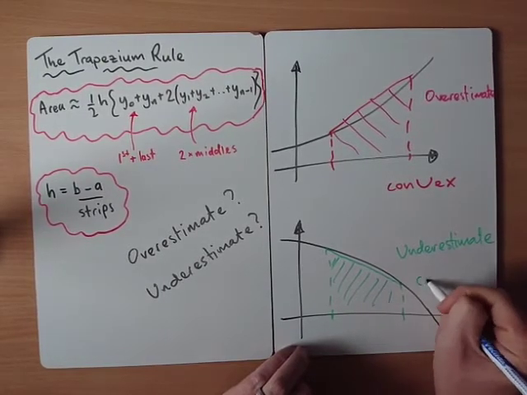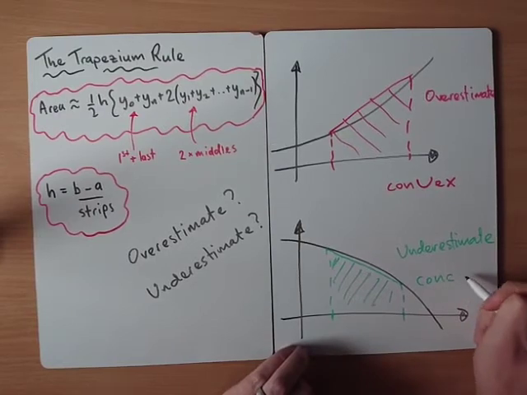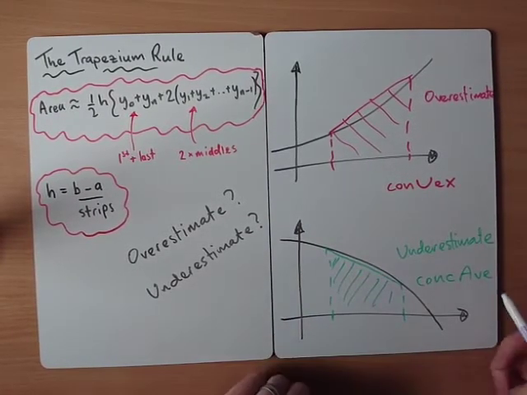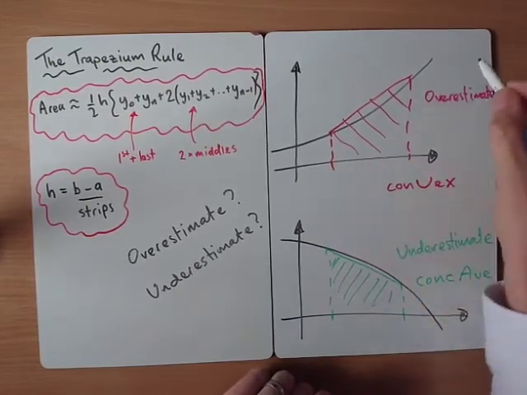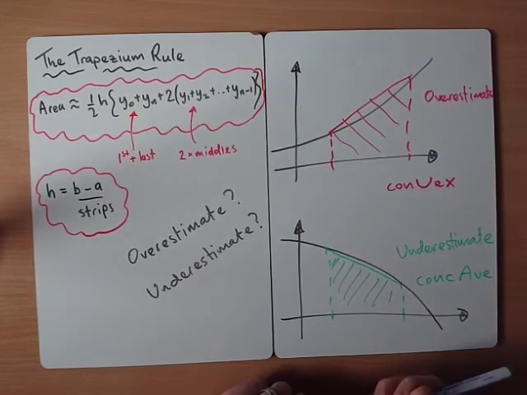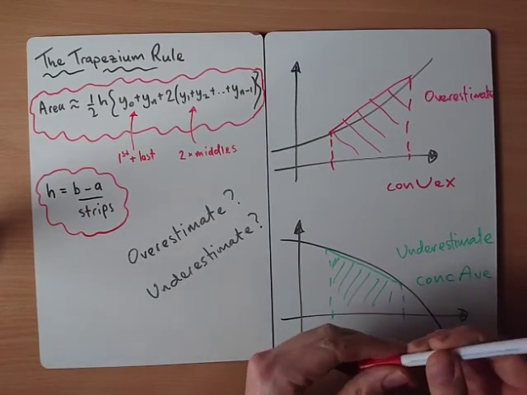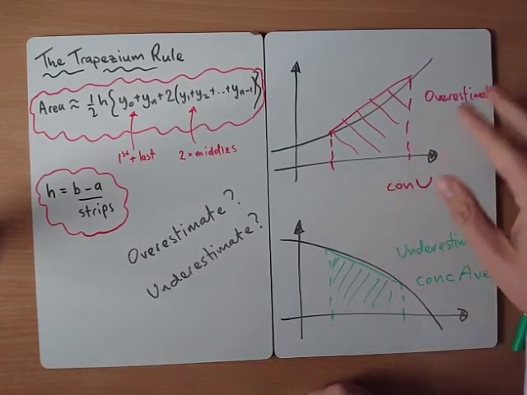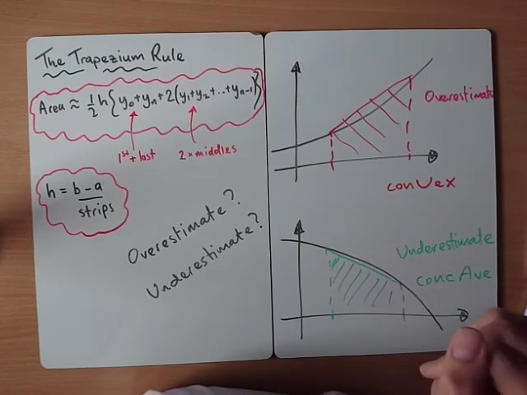And that one is concave, because it's like a cave, isn't it? That's how I remember it, convex, concave. So that would be an underestimate. If it says justify your answer, just draw a diagram and show that you've got slightly more or slightly less than you needed.